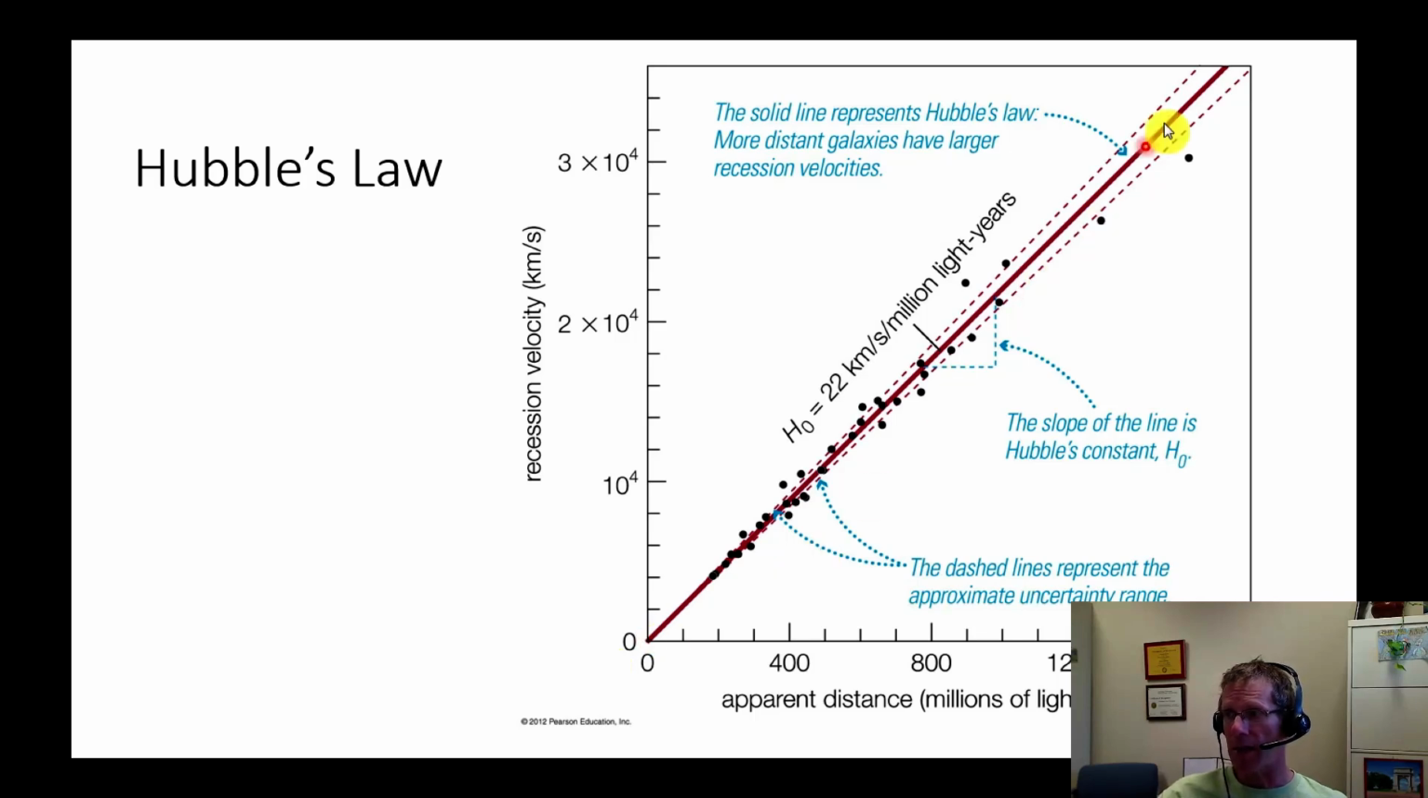So the solid red line is the best prediction, and the dotted red lines are the range of predictions. Notice down here for lesser distances, there is no dotted red line. The model and the measurements work pretty well. But as you're measuring things that are farther away, there's a little bit more variability in your measurement. But the standard here is the slope of the line. Notice it's a straight line.